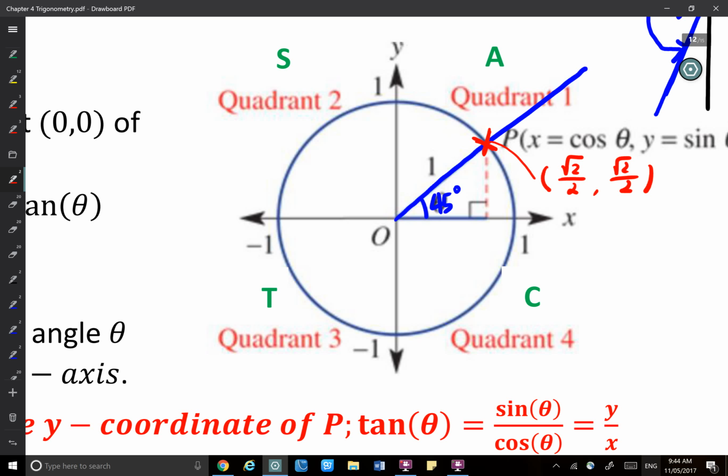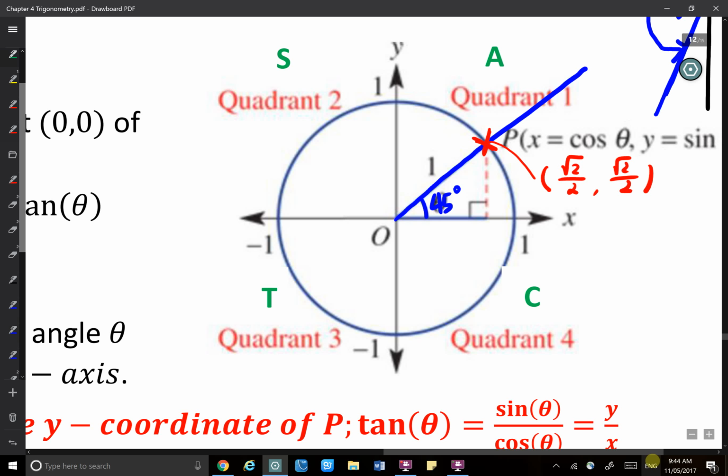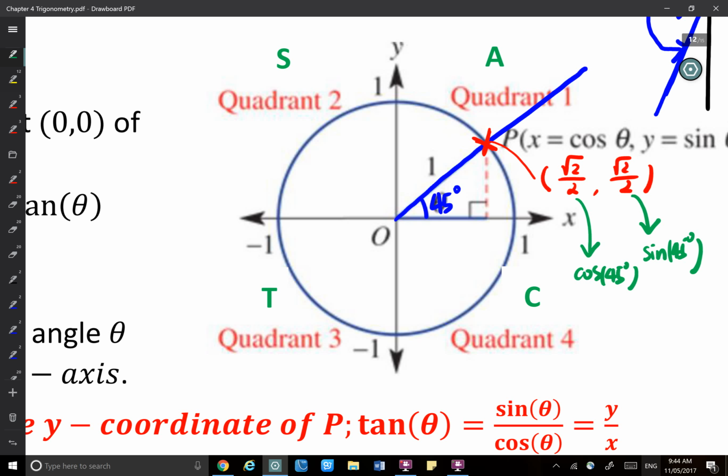So what do these coordinates represent? These coordinates will give you the sine and cosine values. The x value will give you cosine 45 degrees, and the y value will give you sine 45 degrees. That's how this unit circle works.